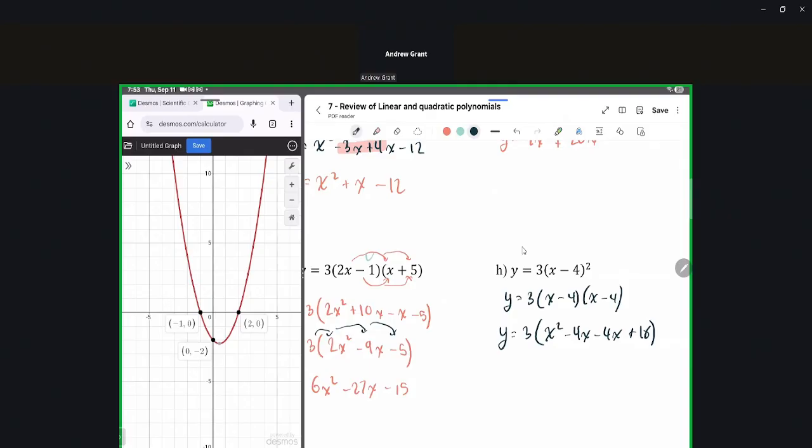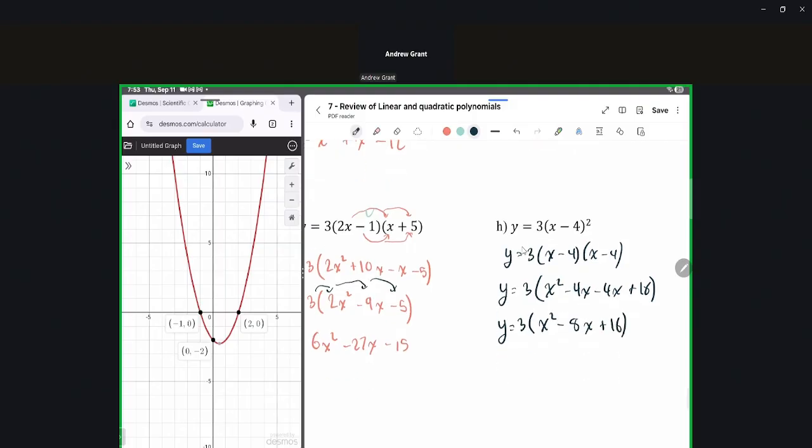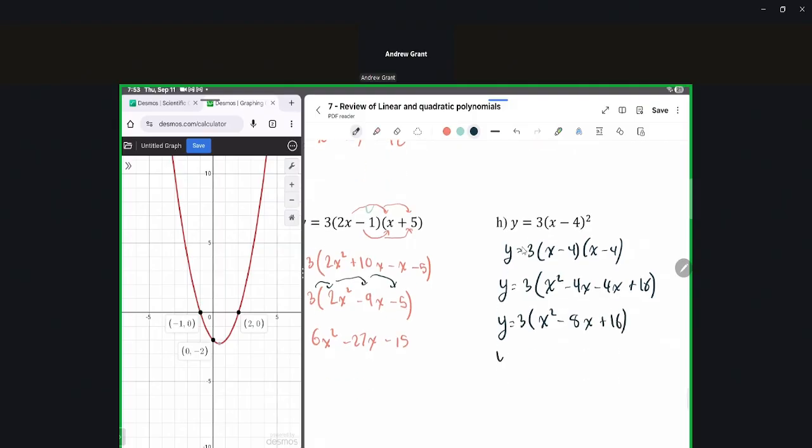We're going to combine our terms so that 3 stays the same, and we still have our x squared. Negative 4x minus 4x will be minus 8x, plus a 16 at the end. And then we just multiply out the 3 onto all terms on the inside. So 3 times x squared will be 3x squared. 3 times negative 8 will be negative 24 of the x variety. And 3 times 16 will be 48.